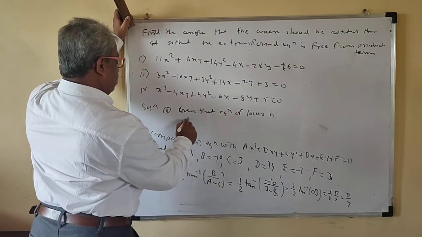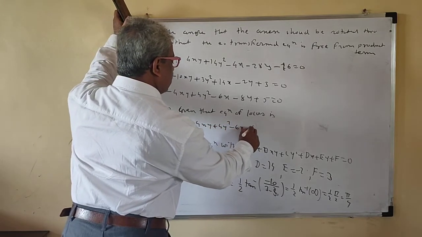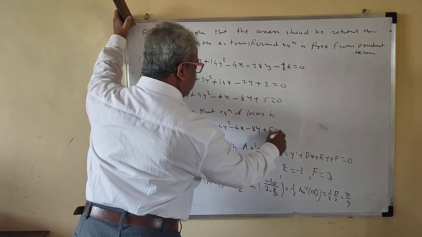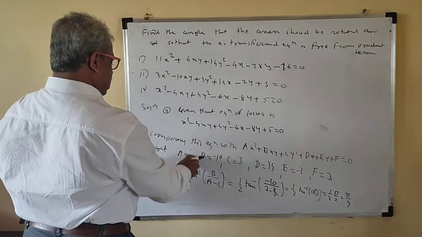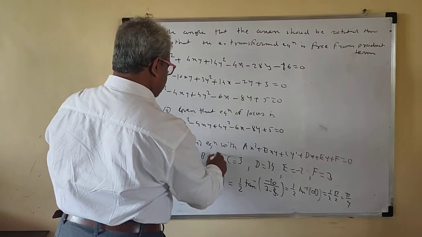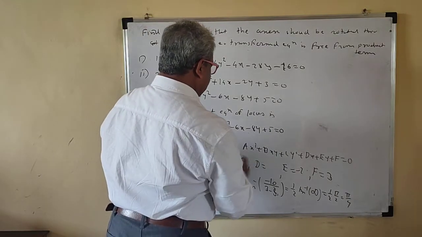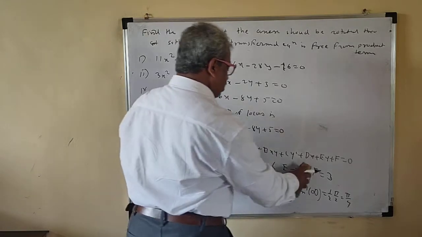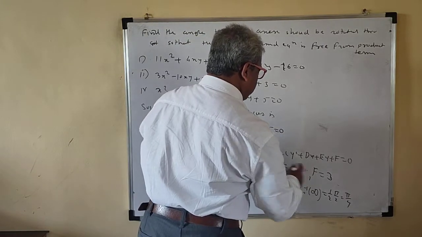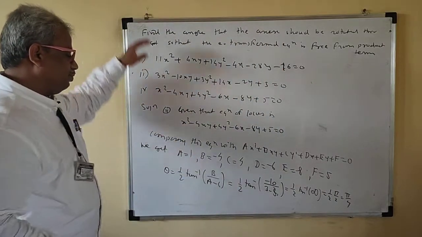The equation is x square minus 4xy plus 4y square minus 6x minus 8y plus 5 is equal to 0. What is your a? a is 1. b is minus 4. c is 4. d is minus 6. e is minus 8. And f is 5. Your formula is this.